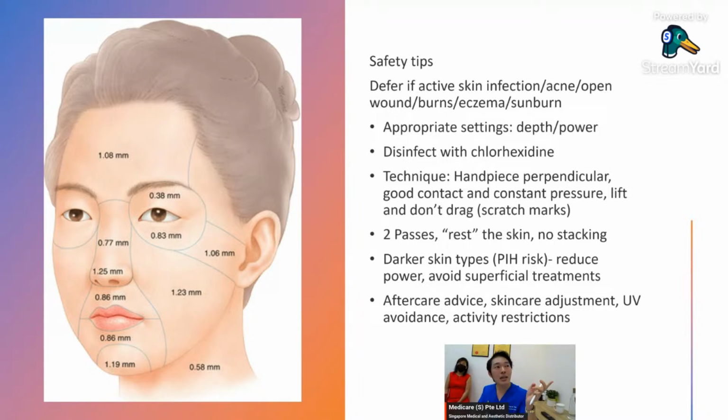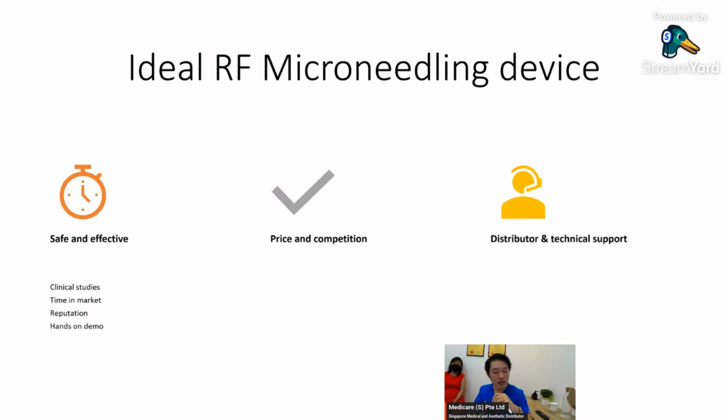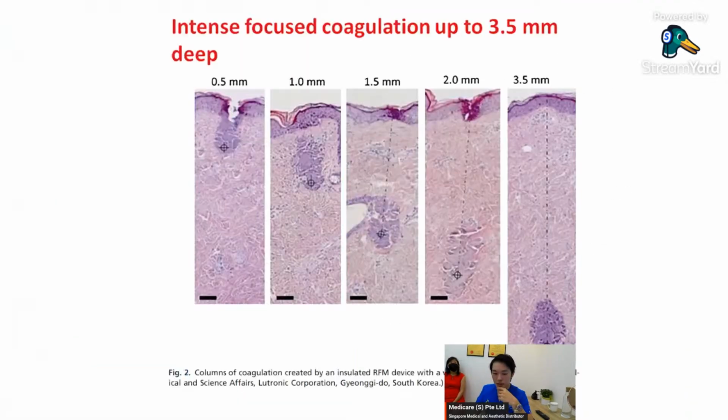Okay, and in darker skin types, probably skin types 5 and 6, I would usually use the lower power settings, and of course the aftercare is also important. So the patient needs to adhere to strict aftercare for the next 3 to 5 days to optimize the treatment. Okay, so let's go down to the slide.